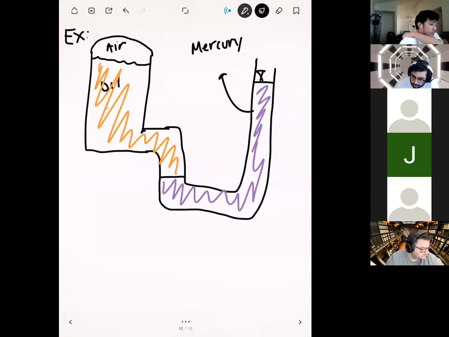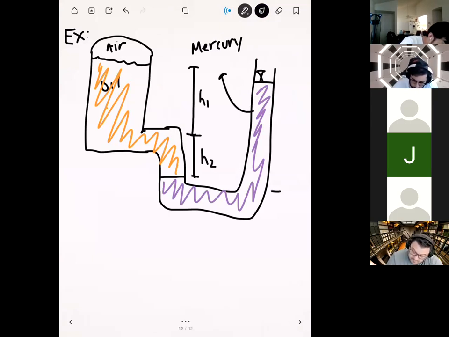Okay. And then let's put in some heights. Let's say we have first this height from here to here will be H1. And then this height from here to here will be H2. And then this height from here to here will be H3. I know from this drawing it looks like H3 is equal to H1 plus H2, but this manometer is actually a bit different.